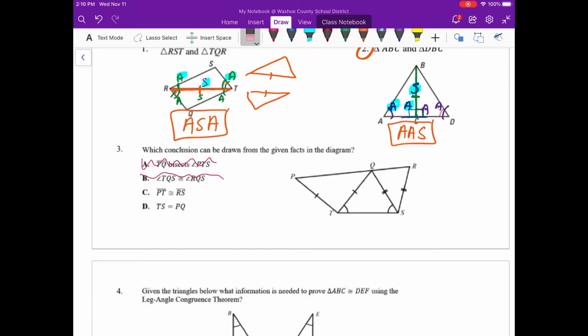Next option says that PT, this one, is congruent to RS. And originally we did show that, because this side is equal to this side and the corresponding angles make this one equal and this one equal, so I can assume that these 2 segments are congruent to each other.